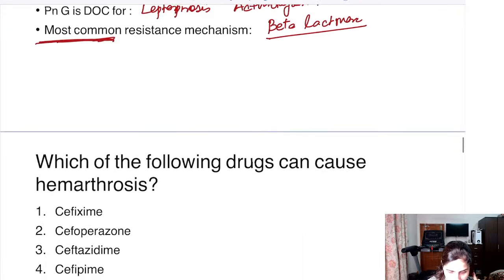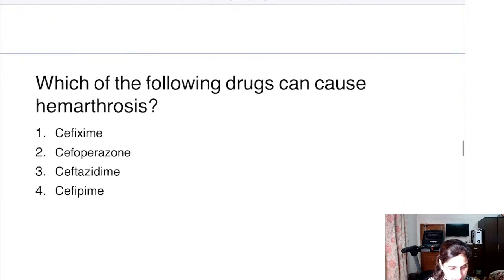Right. Now coming to the next one. So let's go on to your cephalosporins. Which of the following drugs can cause hemarthrosis? Cefixime, cefoperazone, ceftazidime, and cefepime. Which will cause hemarthrosis?